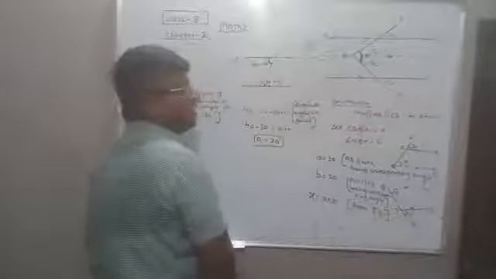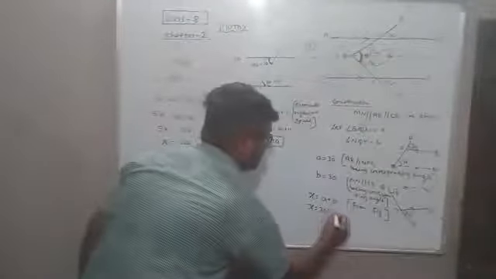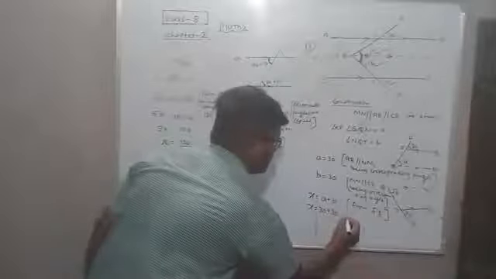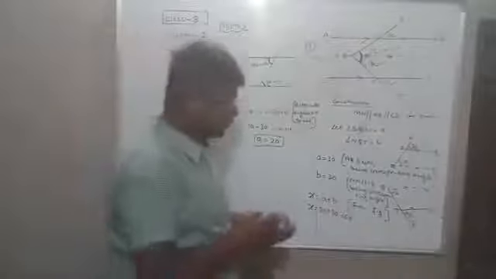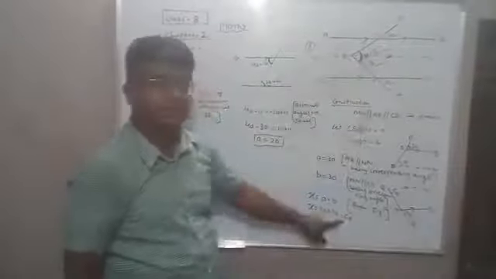Actually this is a whole part exam, but we are considering the figure here. So X is equal to a, which is your 30 degree, plus b, which is your 30 degree, that is your 60 degree. So in this way, the value of X we got here is your 60 degree.